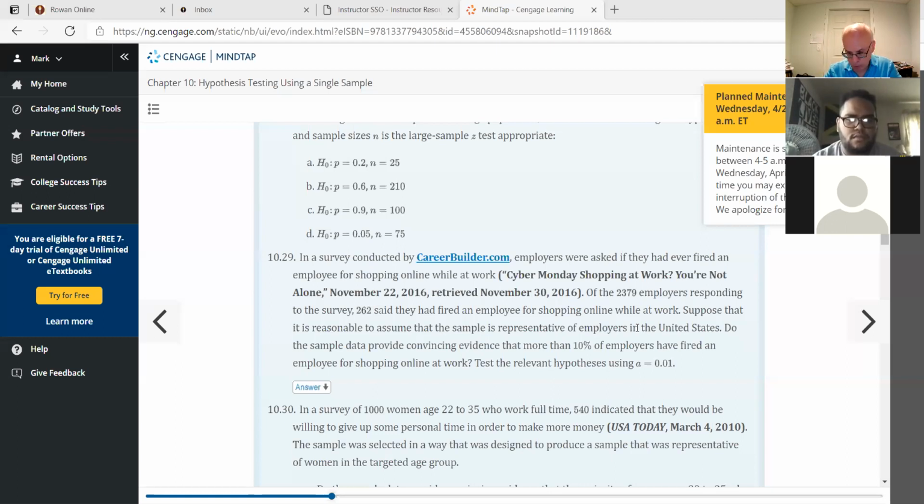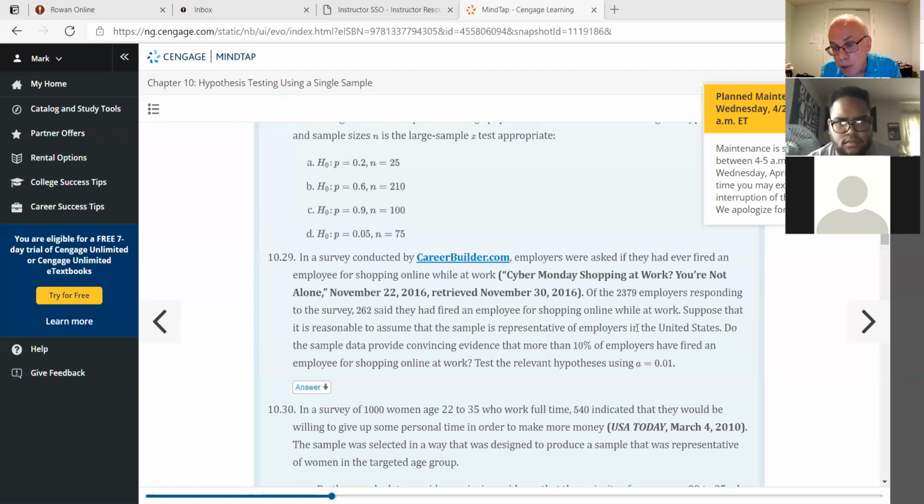The number of employers in the survey. Yes, that's your sample size, folks. 2379 is your sample size. 262 are the number of people who said yes to this question. That means everybody else said no, but we're only interested in the yeses.